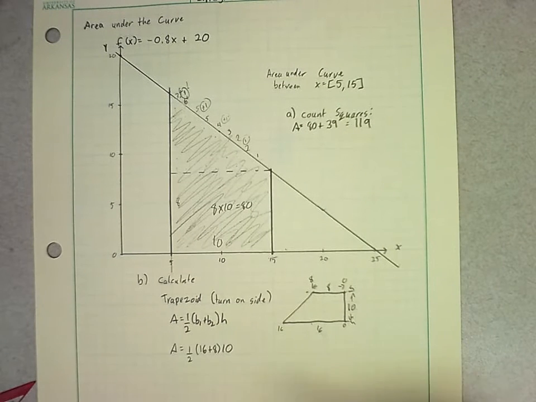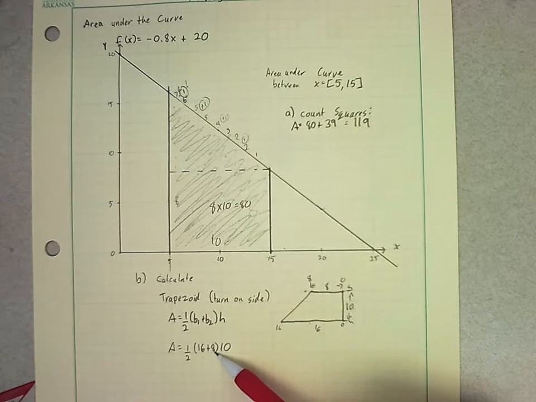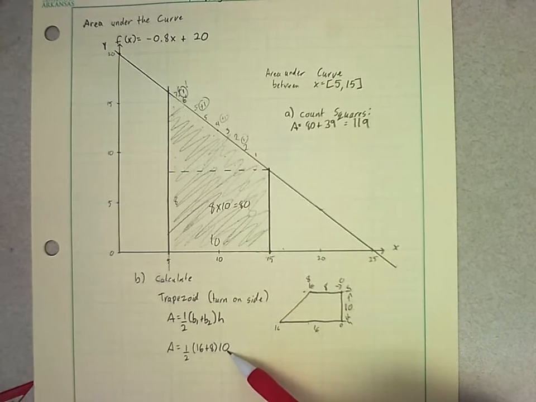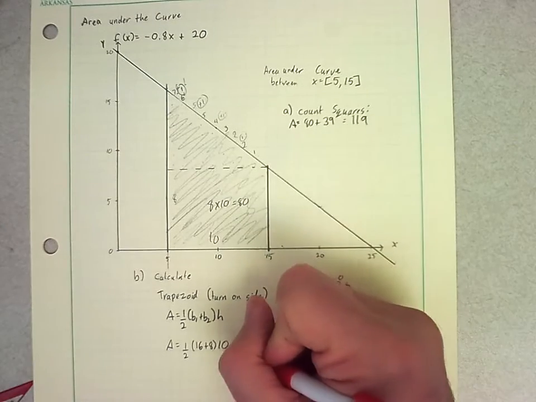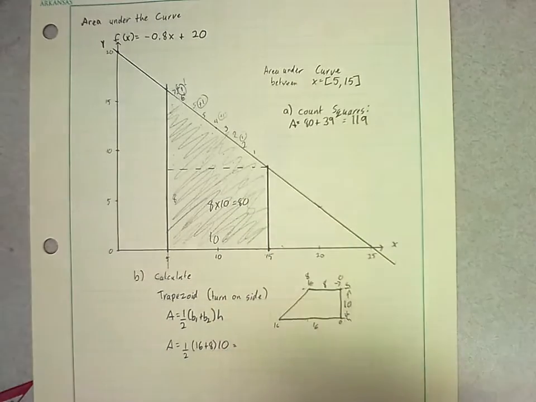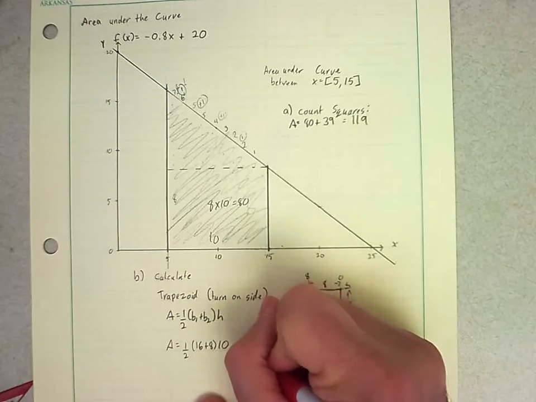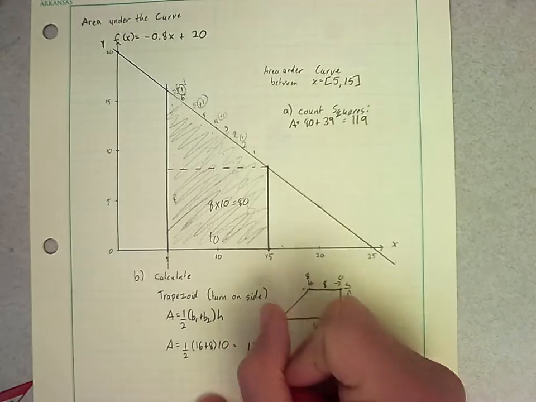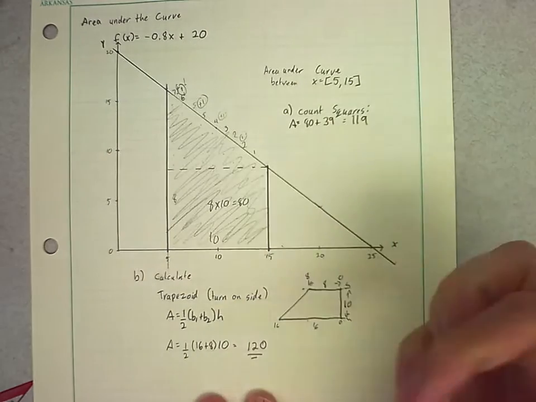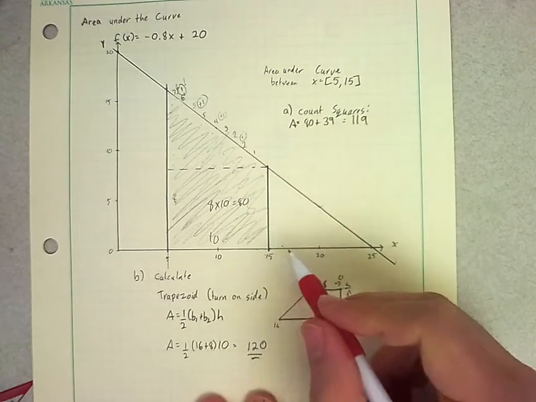So for our particular case, that's 1/2. Base 1 is 16. Base 2, which is the top, is 8. We have a height of 10. We can multiply that together in our calculator, or maybe do it by hand. That's 24 divided by 2 is 12. Times 10 is 120. So we're pretty close. So that would be the actual area of it.